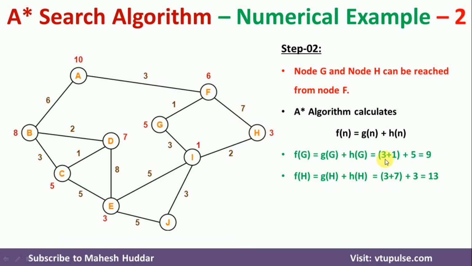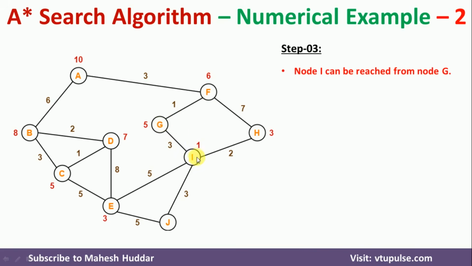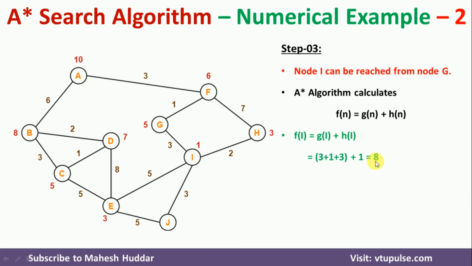Now between these two, f of G is the smallest one, so we will consider the path as A to F, F to G. Now from G we can reach only I. This is the only possible case. The f of I is equal to the distance traveled to reach I from A, that is 3 plus 1 plus 3, plus the heuristic value of I, that is 1, which is equal to 8. Because this is the only path we can travel from G, we consider I. So the path is A to F, F to G, G to I.